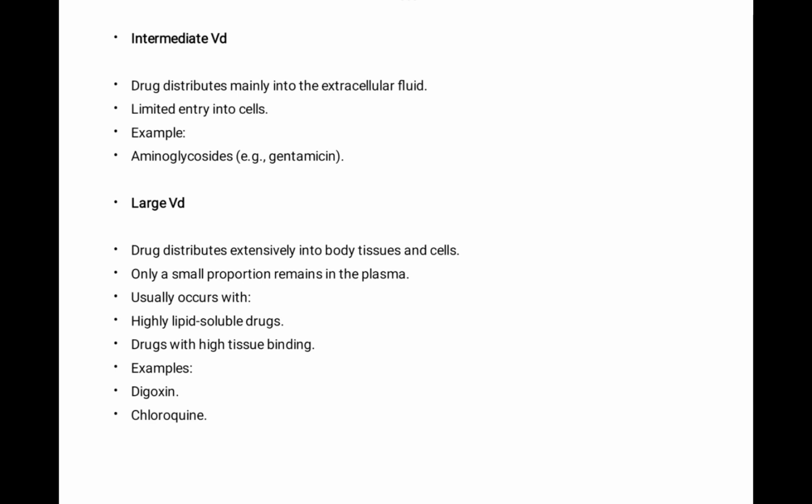We have drugs with intermediate volume of distribution. These are drugs that distribute mainly into the extracellular fluid. They have limited entry into cells, and they also leave the vascular compartment, but they are mostly in the extracellular fluid. An example of such drugs is the aminoglycosides, for example gentamicin.